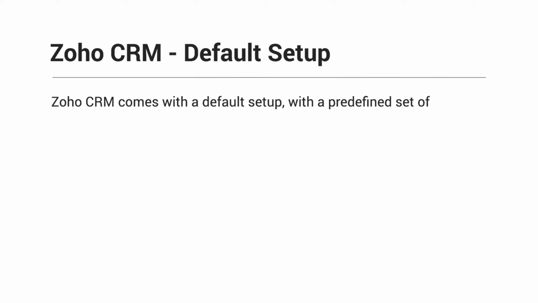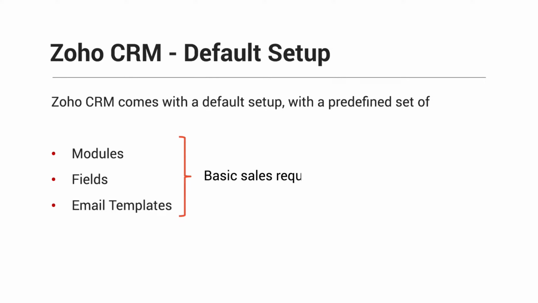So as you can see, Zoho CRM comes with a default setup with a predefined set of modules, fields, and email templates. These are things that meet the basic sales requirements of most organizations. However, very often this basic setup may not always fulfill all of your needs. So Zoho CRM comes with a facility for you to customize your CRM to suit your exact business needs.